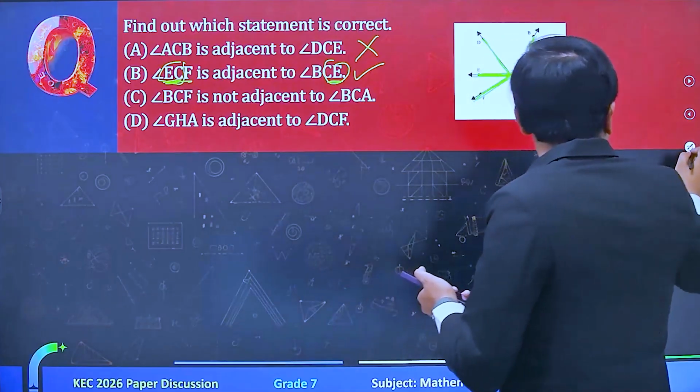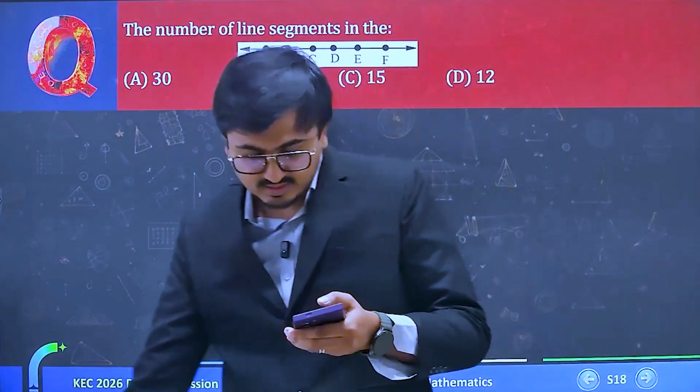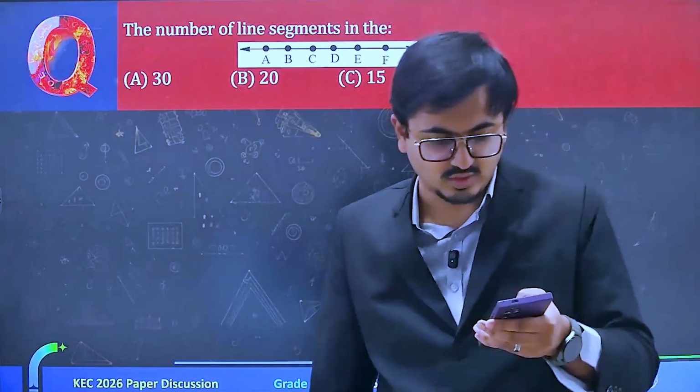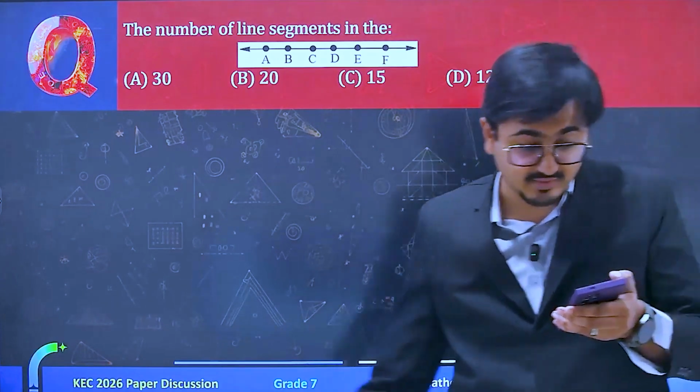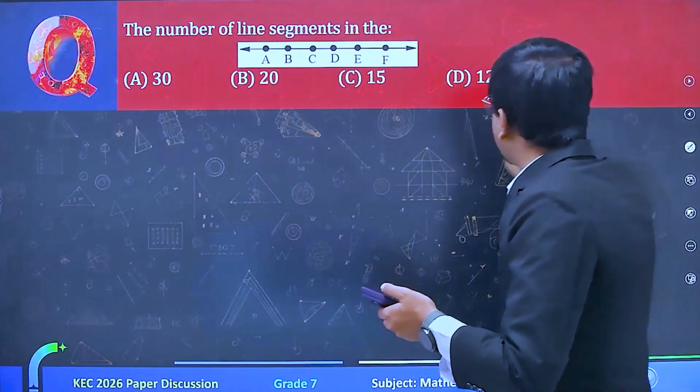Next one. The number of line segments. Come on. This was a good one. My God. Most of you are giving the correct answer. Lovely. Okay, that is 15. Perfect.